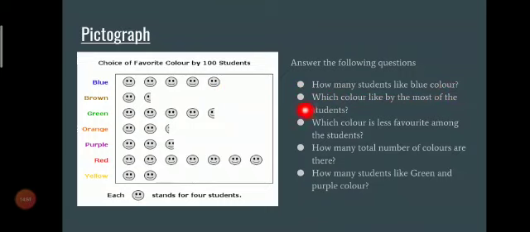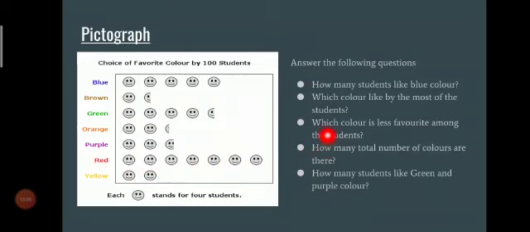Question number 2, which color is liked by most of the students? Look at here. Where are the most smileys? In the red portion. Yes. In front of red color there are the most smileys. So most of the people like red color.